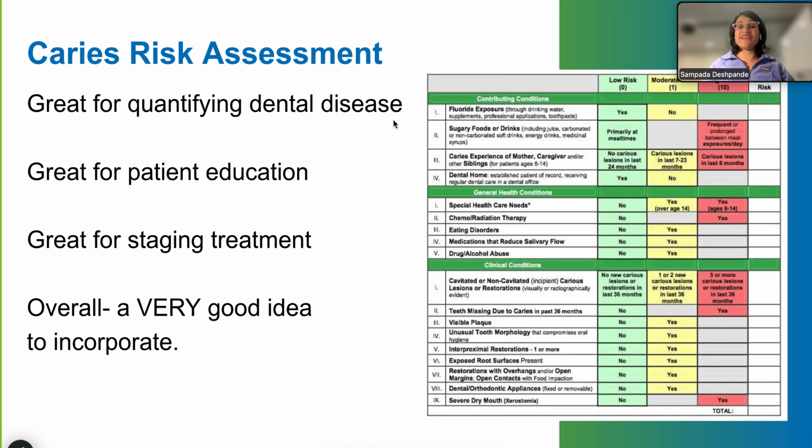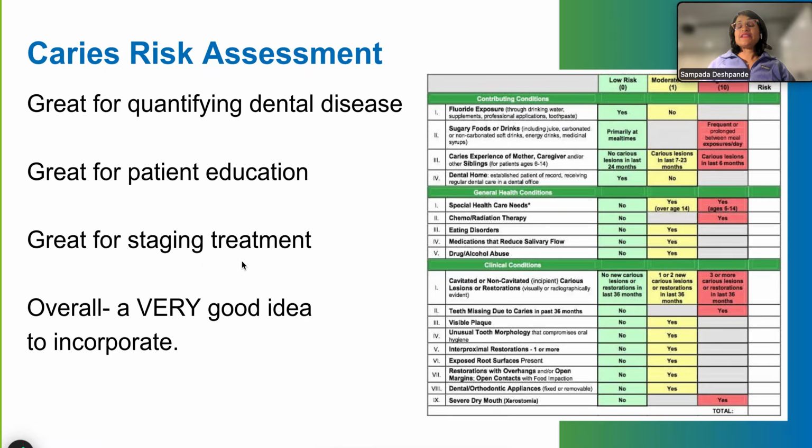It's great for quantifying dental disease, great for patient education because there is a nutritional component to it. There's a medication component to it. Drug and alcohol abuse is on it. So lots of things can come up to your patient's minds as well as your own mind when you start to fill this out. And it's also very good for staging treatment.